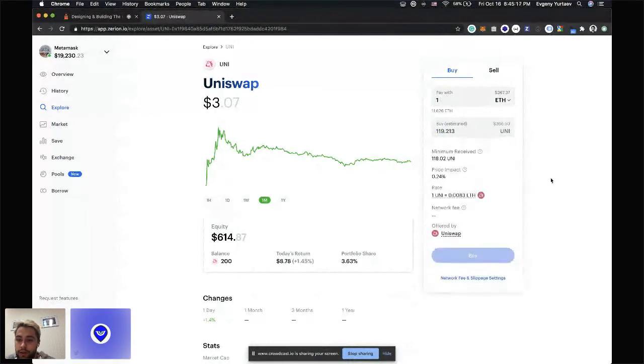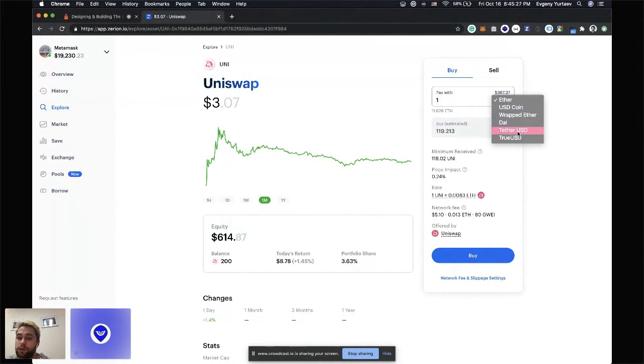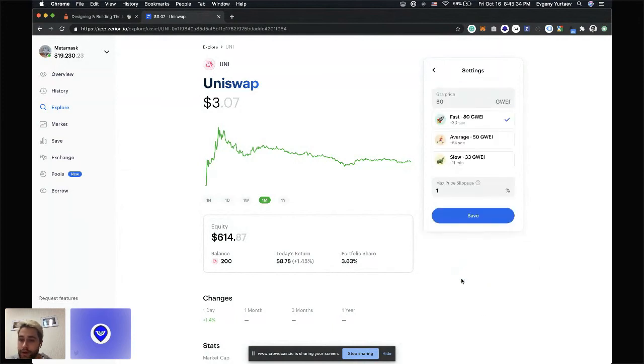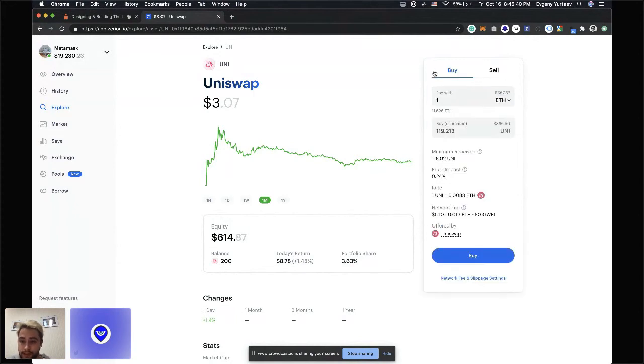So here you would see that the best rate is offered by Uniswap, and for 1 ETH you would get 120 UNI. You can actually select any of the stable coins as well if you want to pay with any of the stable coins. And for advanced users, we have the setup that would save your preference for the gas as well, and slippage.